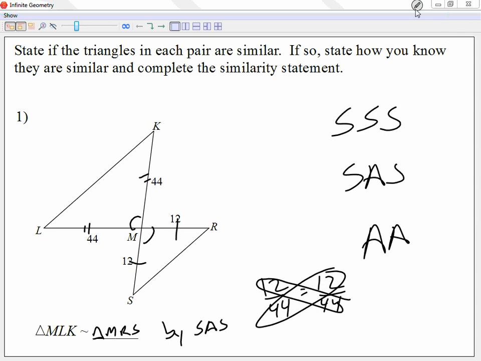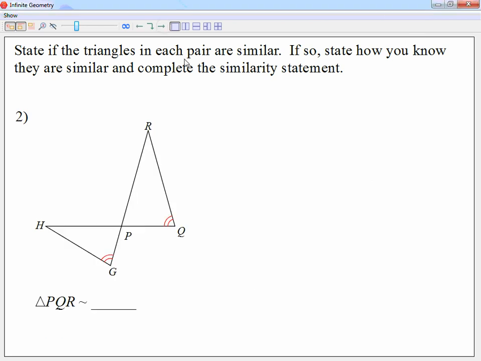But let me take a look at question number 2. Notice number 2, I can mark this angle with this angle. I notice that I have 2 angles from one triangle equal to the 2 angles on the other triangle. So I'm going to use angle, angle. And that was one of the rules. I'm going to say PQR is similar to triangle PGH.